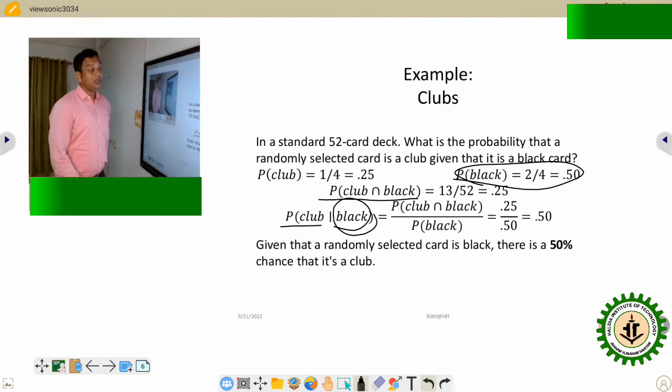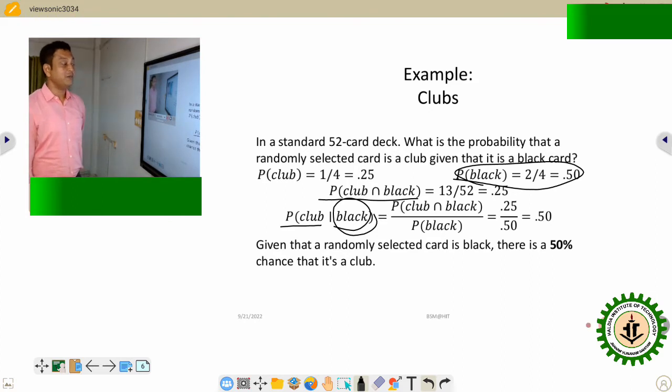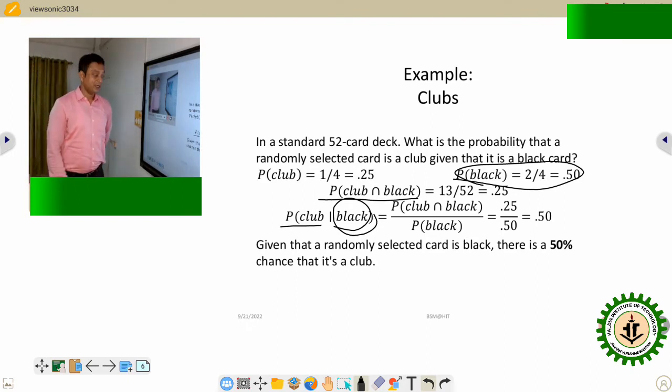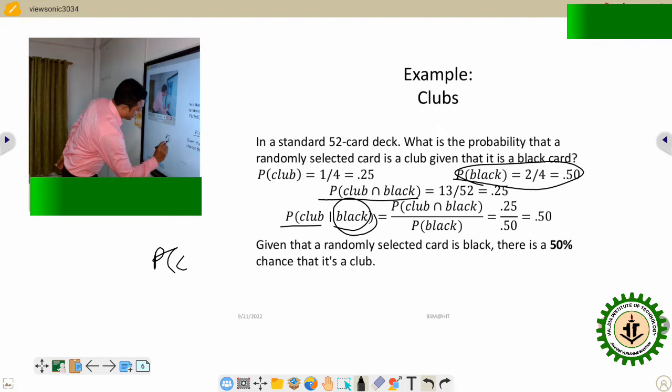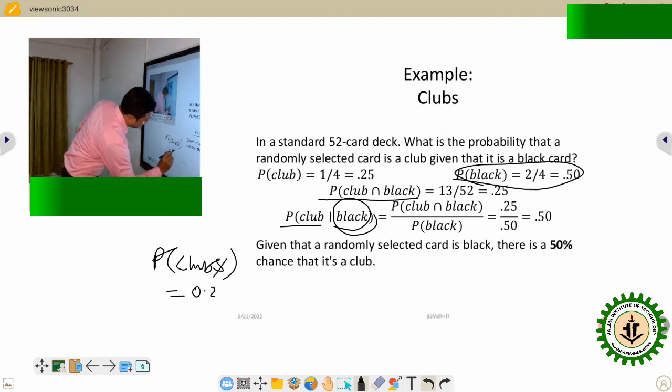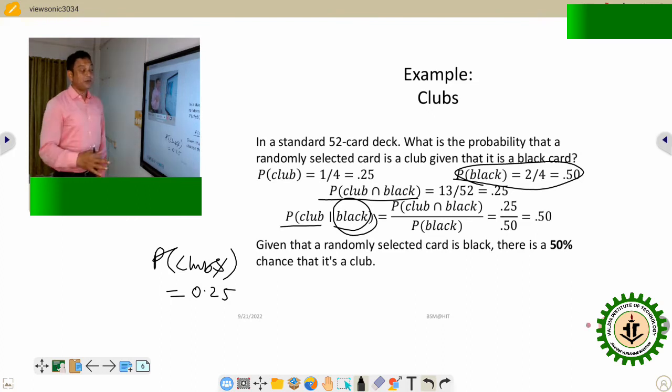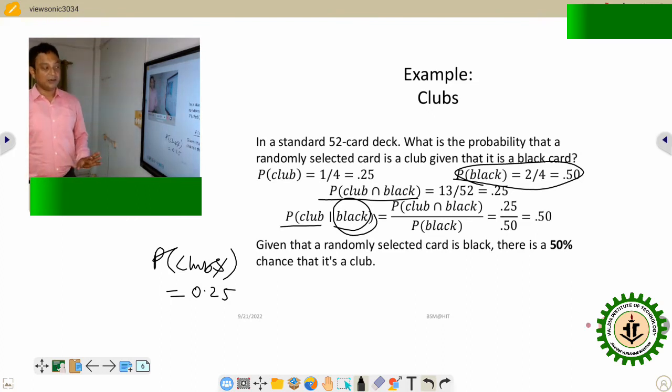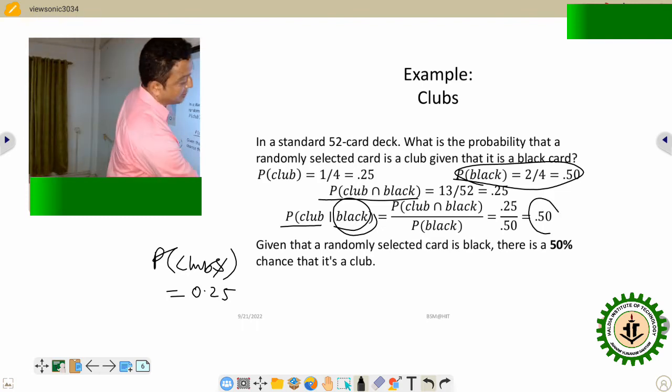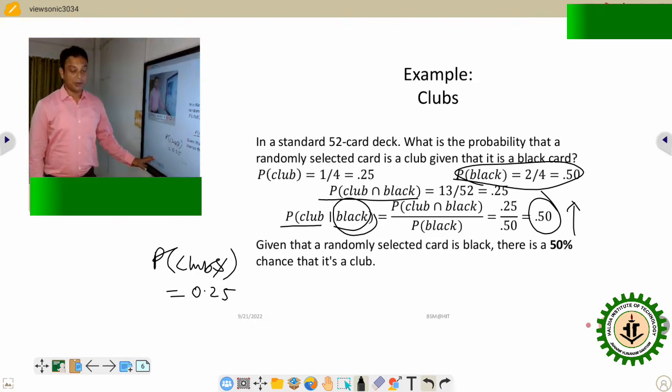One thing you can notice is that if you are finding the probability of clubs with no condition given, it is 1/4, which equals 0.25. And if you are finding the probability of clubs when the condition is given that black cards are already selected, then the probability equals 0.5. Here the conditional probability is greater than the simple probability.